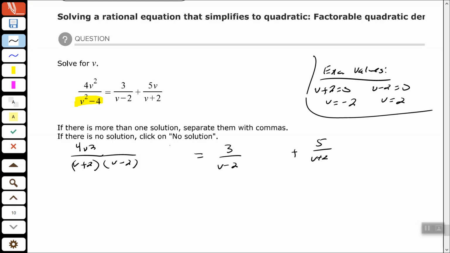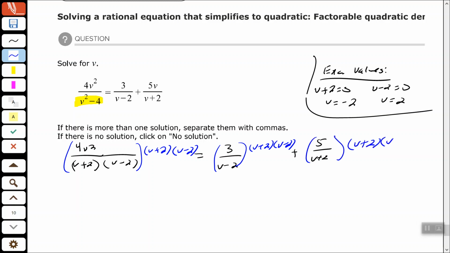Okay. The least common multiple of my denominators is v plus 2 times v minus 2. So I'm going to multiply everything by v plus 2 times v minus 2. So that's why I left some space there. Okay, so let's simplify now. Let's clear these denominators out. So both of those cancel the first fraction.